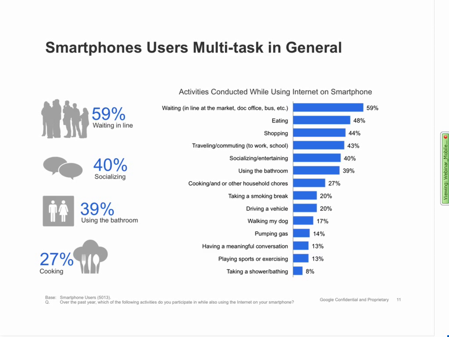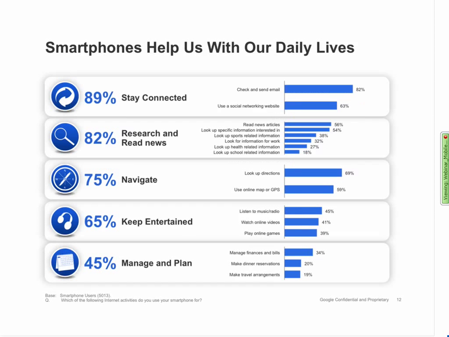So what other activities are they doing while they're browsing the internet on their smartphones? They're waiting in line, they're shopping, they're eating, they're socializing, they're walking their dog, and they're even pumping gas. And yes, they're even having what they believe to be a meaningful conversation while web browsing on their mobile device. And perhaps the most eye-opening of all, we found the replacement to the age-old magazine in the bathroom. It seems to be the smartphone.